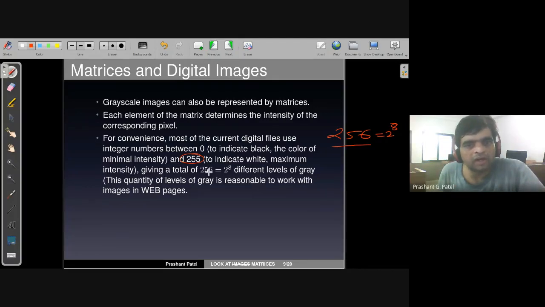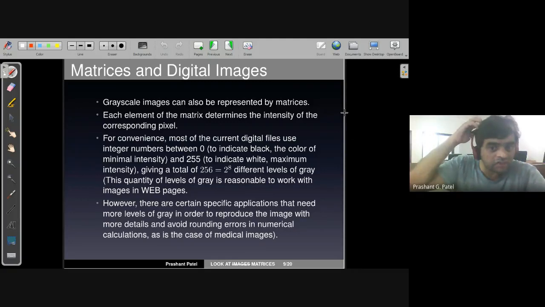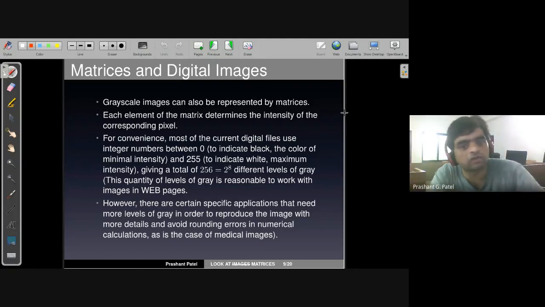So giving a total of 256, 2 raised to 8, different levels of gray images are there. We know that 0 forms a black color and 1 forms a white color. In that manner, a combination of these integers will form gray images. However, certain specific applications need more levels of gray in order to represent the image with more details and avoid rounding error in numerical calculation, as in the case of medical images. Okay, so that I have talked about.